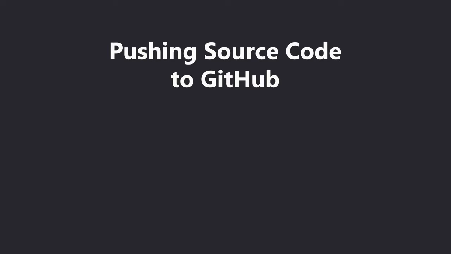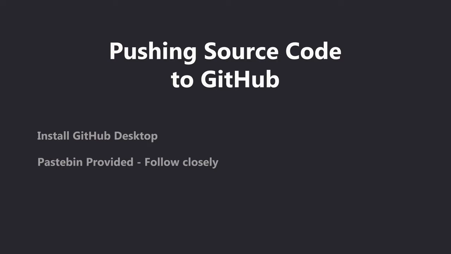Before we start cross-compiling the Windows Qt, we need to push all the source code to our GitHub repository. We will be doing it from Windows, so we have to install the GitHub desktop. After installing, we will be working from our Ubuntu terminal which we installed in Windows. I have provided a paste bin for all the commands in this video.